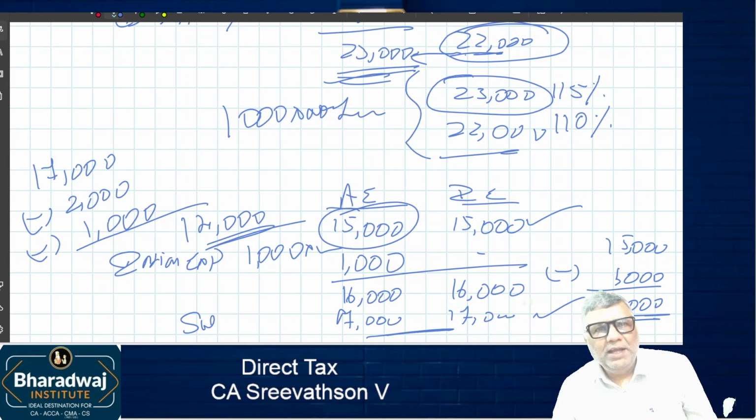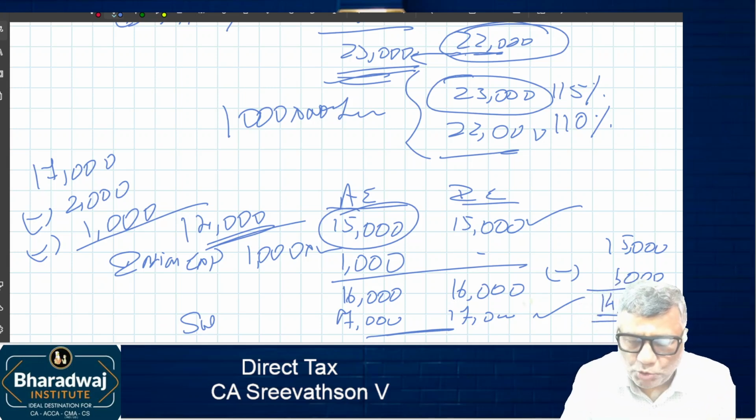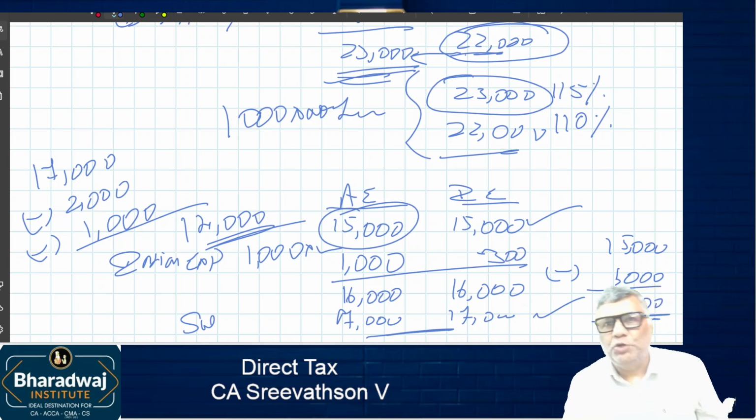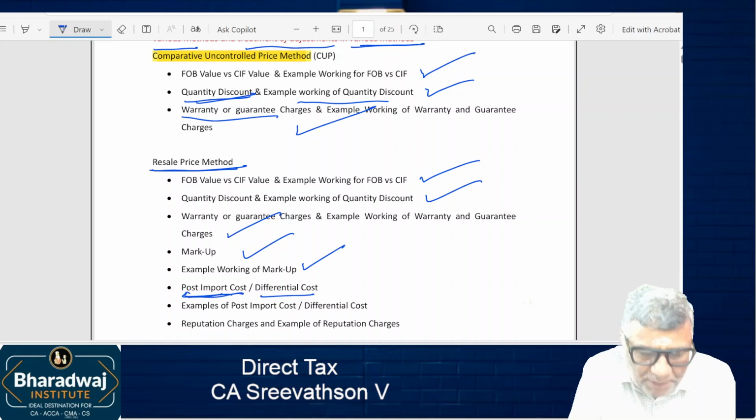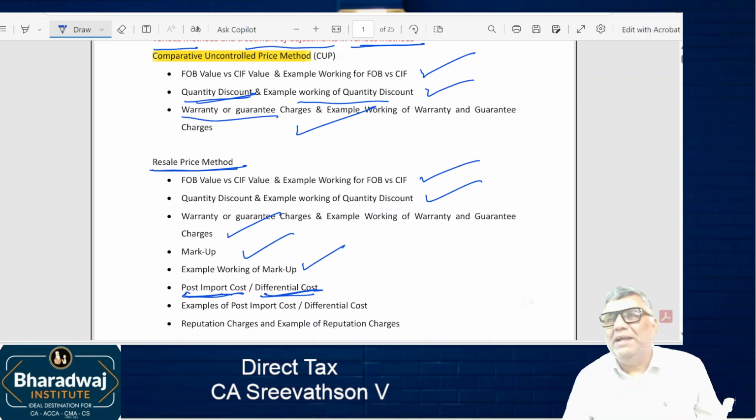Any doubts? Suppose if I say here it is 1,000, here it is 300, what will you do? The adjustment will not be 1,000 rupees. The adjustment will only be 700. So it can be post import cost, or it can also be differential cost.